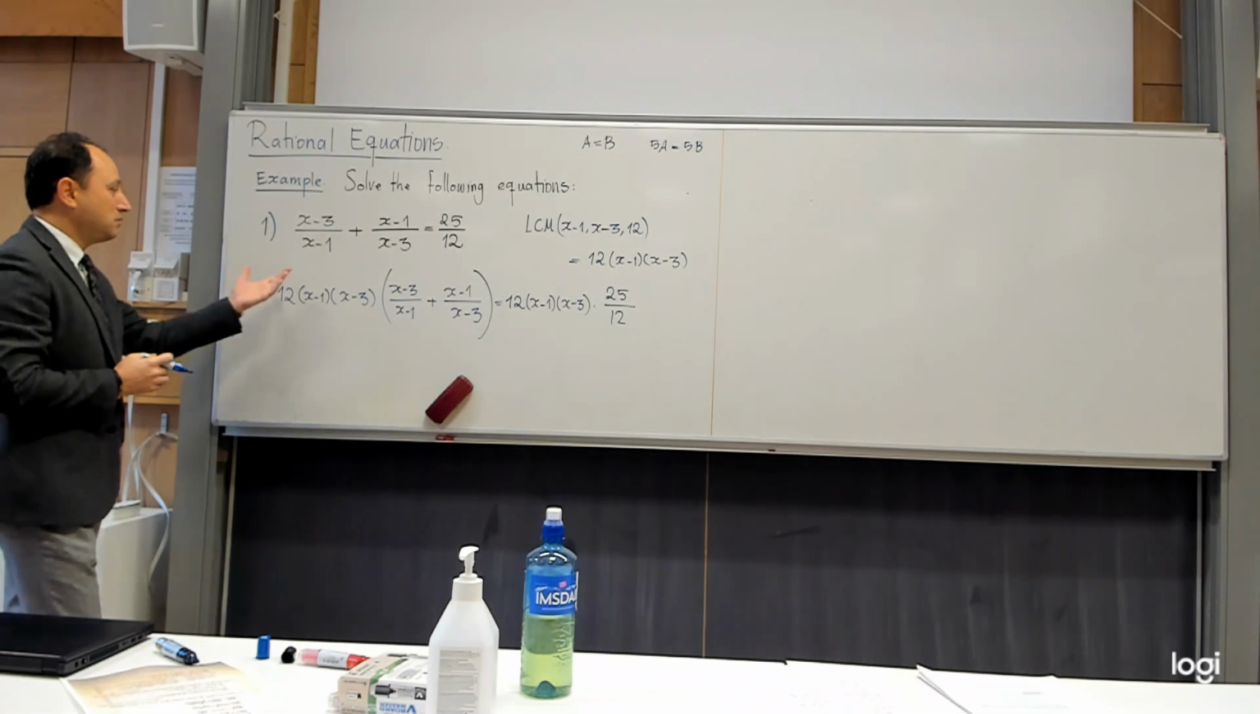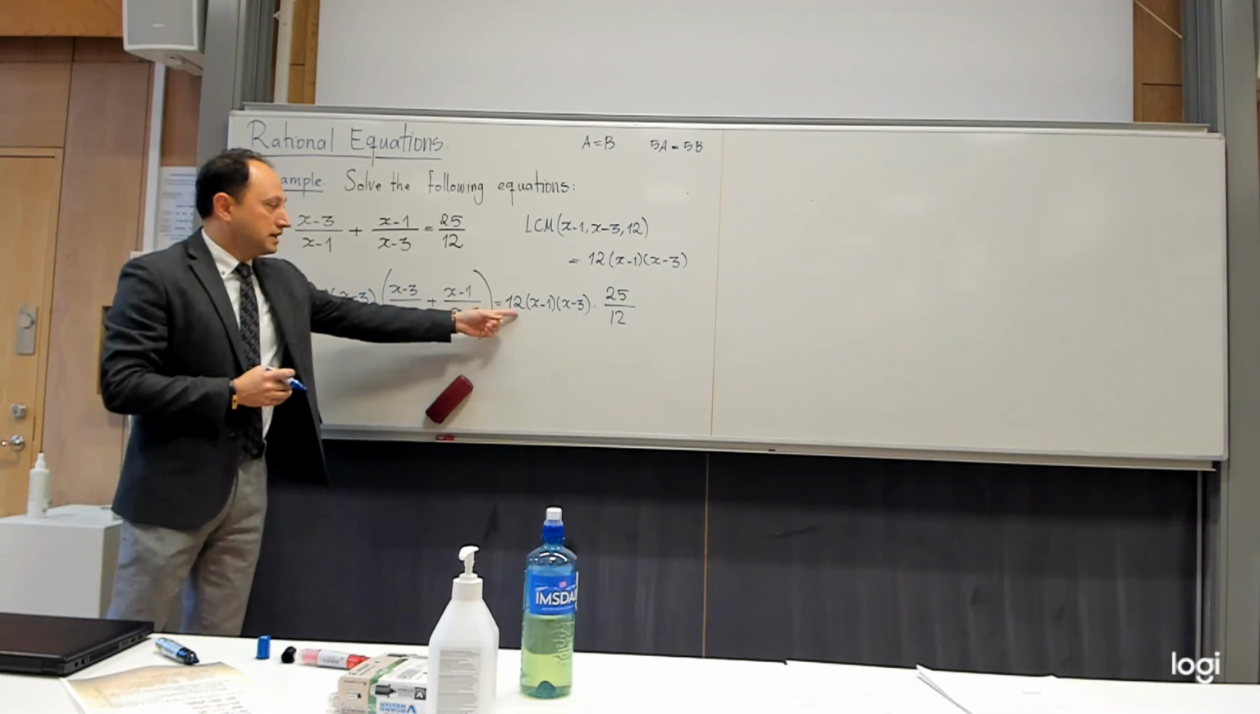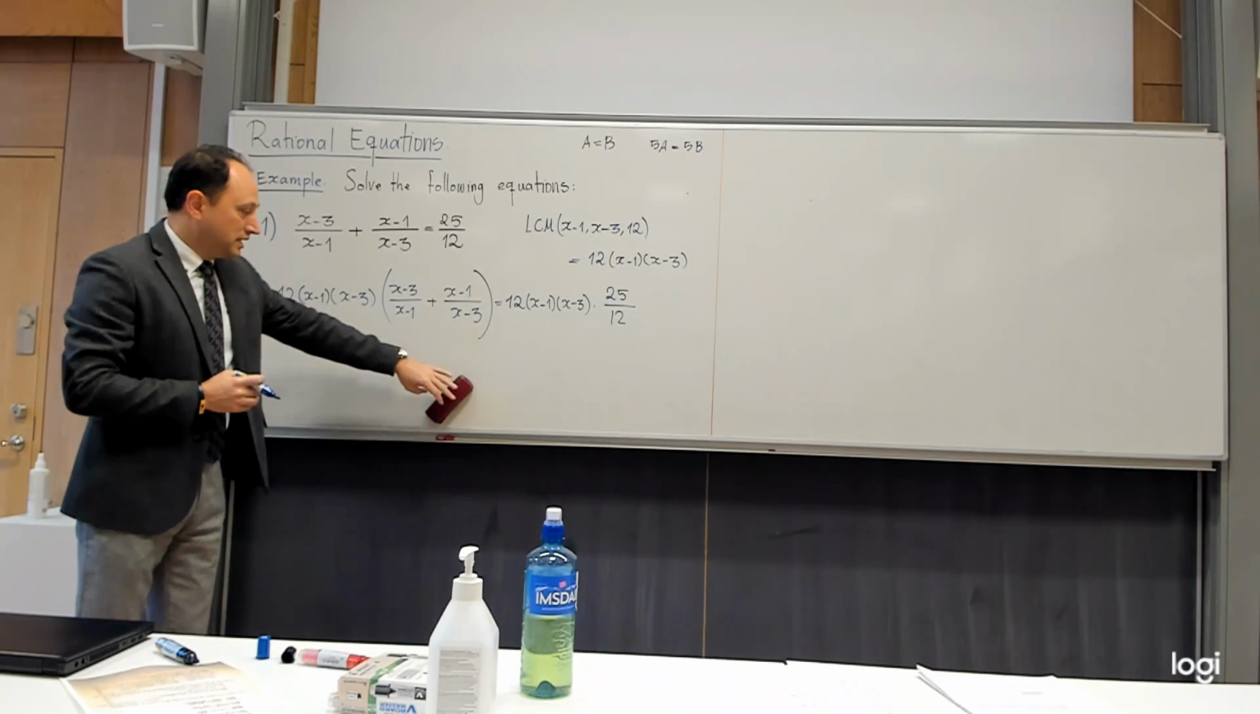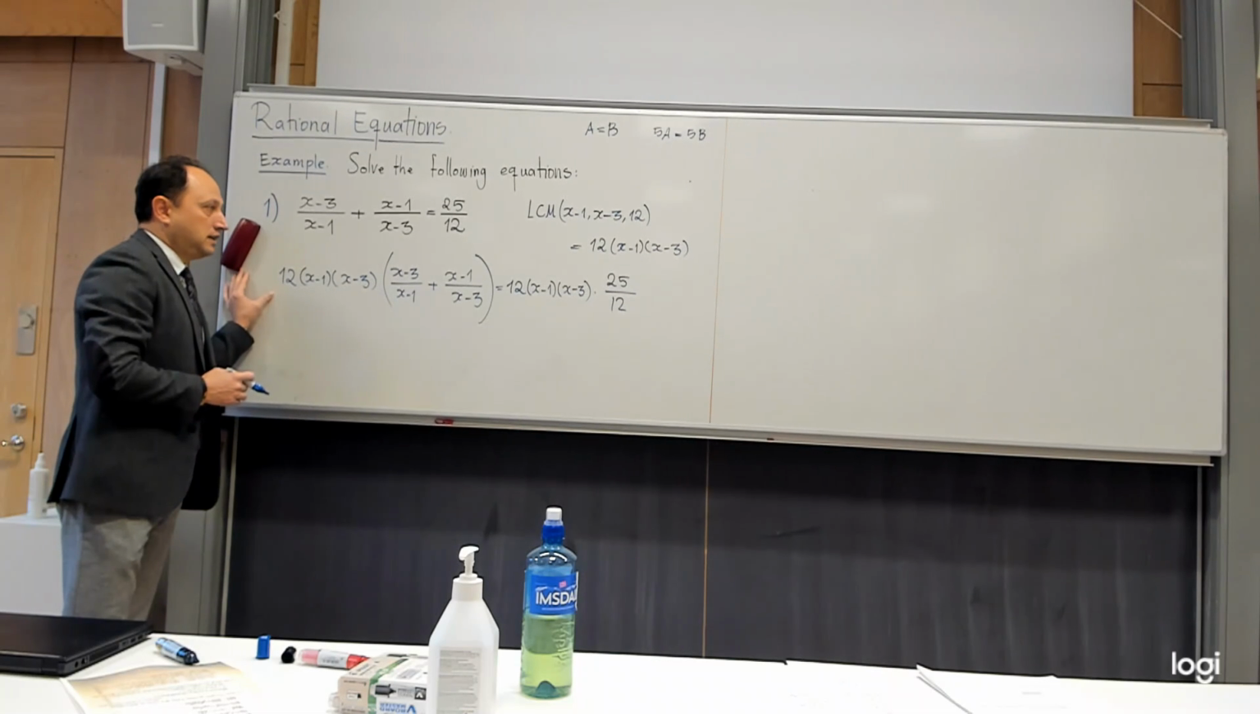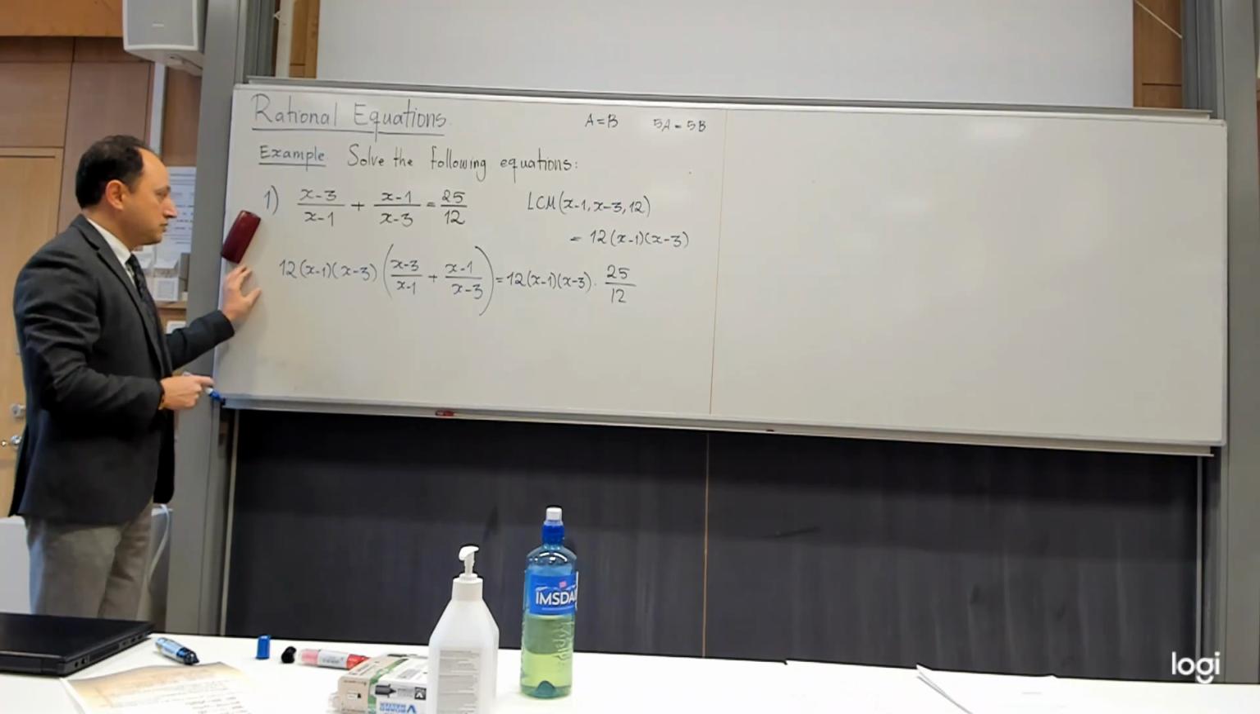So it means that I am multiplying both sides by this expression. But there are some problems that you need to be careful about. I will talk about them later. Let us first improve our skills in how to solve.